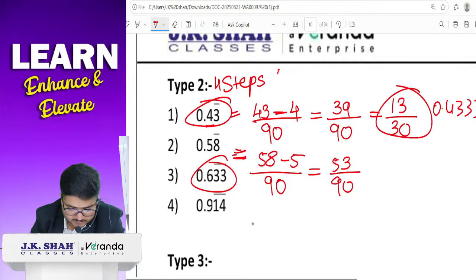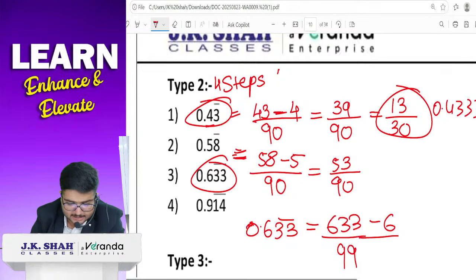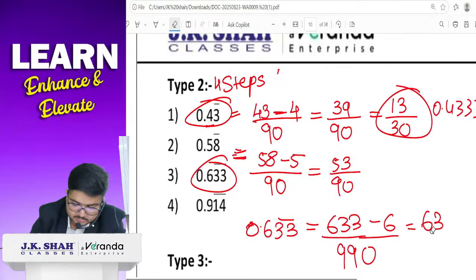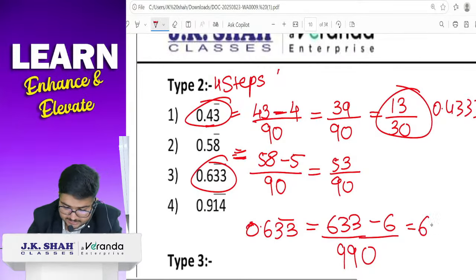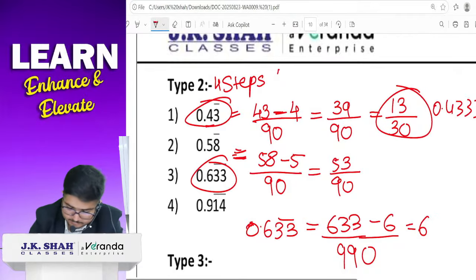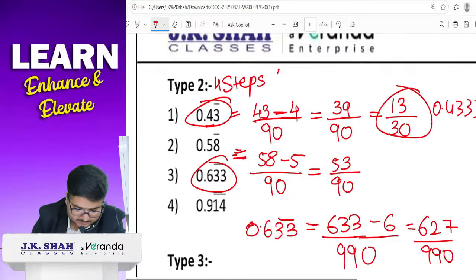What is the solution of this? 0.633. Write the number itself, subtract the non-repeating number. How many numbers are repeating? 2 numbers are repeating, so I'll be putting two 9s. And how many numbers are not repeating? So I'll be putting only 10. So the answer of this is 627 by 990. And this is your homework.